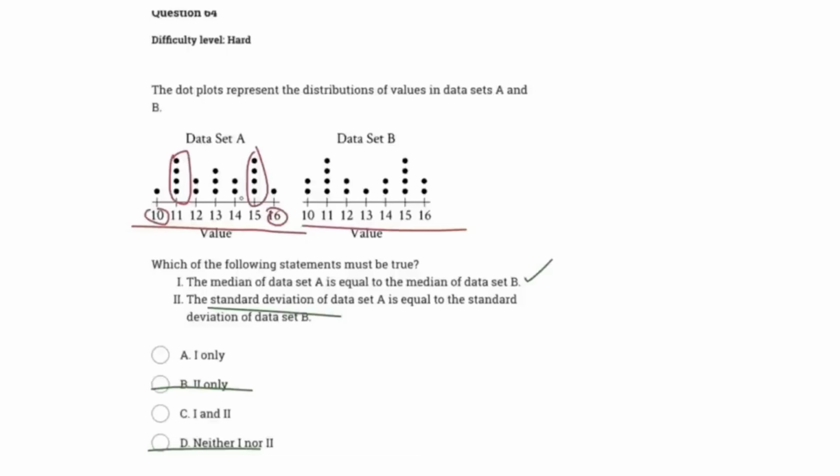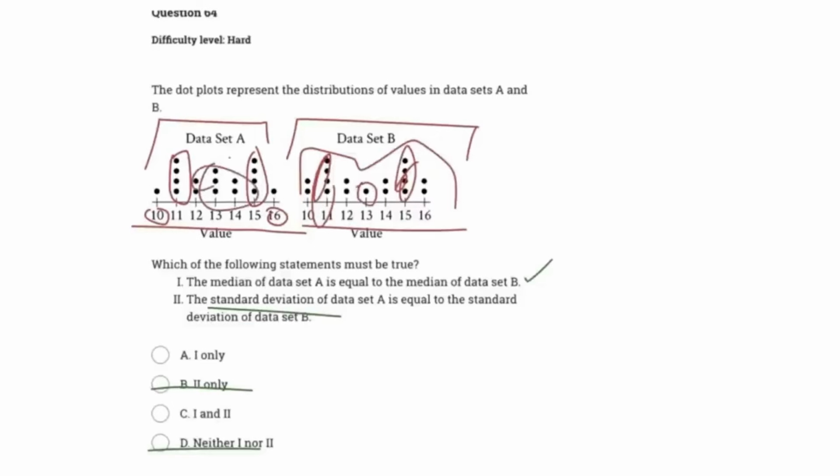Standard deviation is the measure of spread in the data. So the farther away a point is from the center, the greater the standard deviation. Even though they're both symmetrical, dataset A and dataset B look different, right? Dataset B has the same number of points at 15 and 11, but only 1 point at 13. Whereas dataset A has a more condensed standard deviation because of all those points at 13, so their standard deviations cannot be the same, and therefore the correct answer here is going to be A1 only.